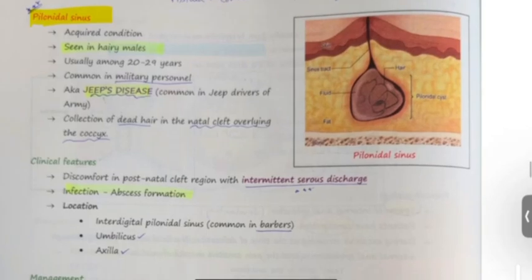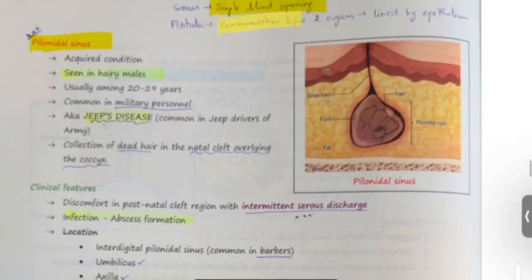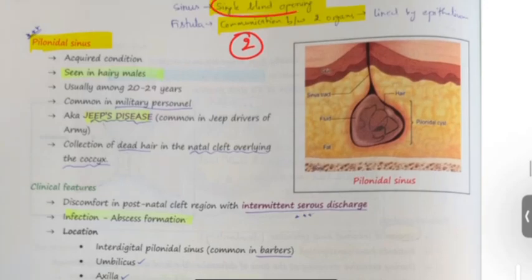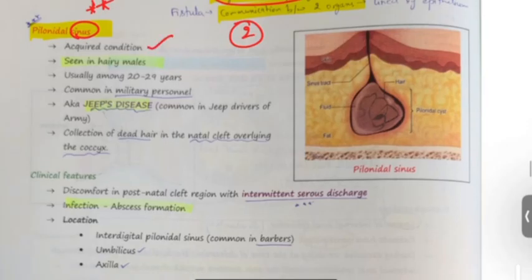Again, sinus is nothing but a single blind opening, whereas fistula is nothing but communication between two sides. Okay, so fistula has two openings, whereas sinus has just one opening. It is a single blind opening wherever it can happen. So hence pilonidal sinus will have only one opening, and it is blind. This is an acquired condition usually seen in hairy males. Okay, and usually among 20 to 29 years.